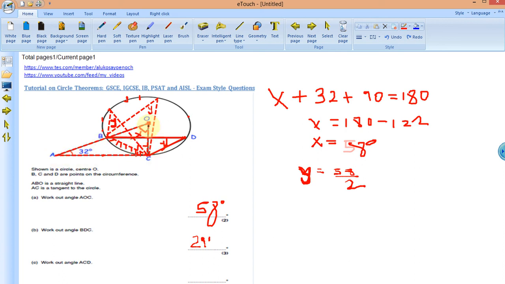Finally, ACD. This angle here, ACD. So how do we go about that, guys? You should know that we should be able to get the answer from the last solution here. We have y here already, so why can't we work with y?